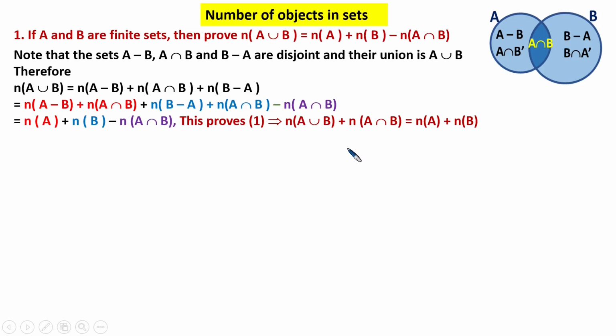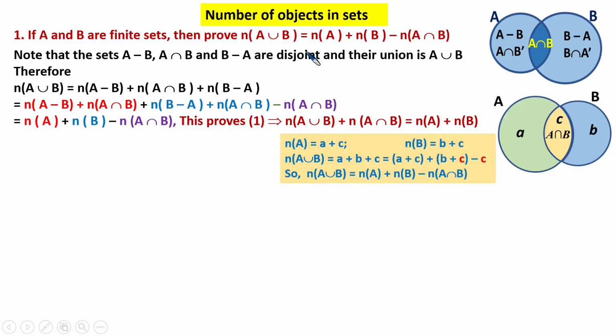Sometimes this kind of identities are required, so I have written it here. Now this same thing we can derive in a different manner, so it is up to the individual how they derive this kind of identities. So here is another simple way. Number of elements in this green area I call A, number of elements in this blue region I call B, and number of elements in this intersection region I call C.